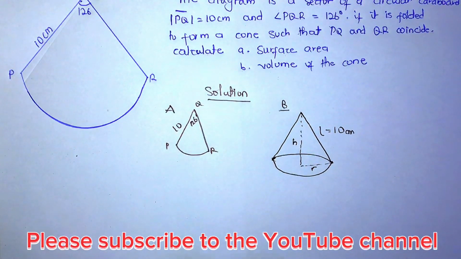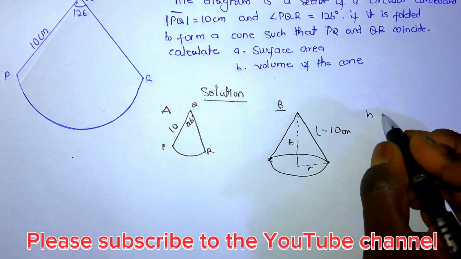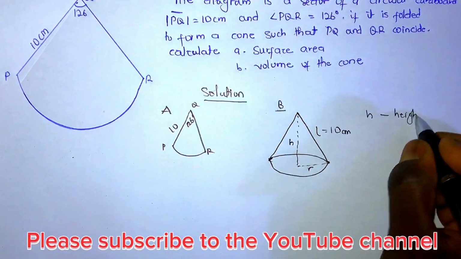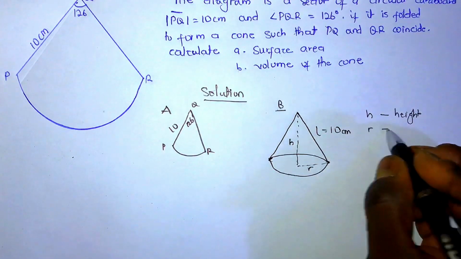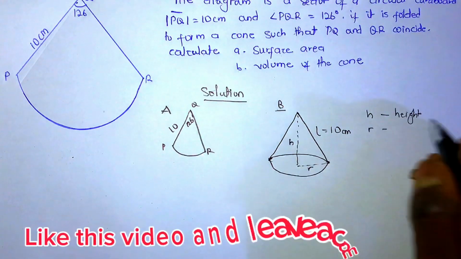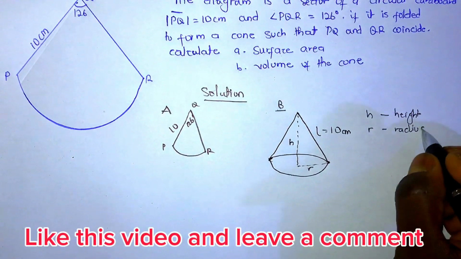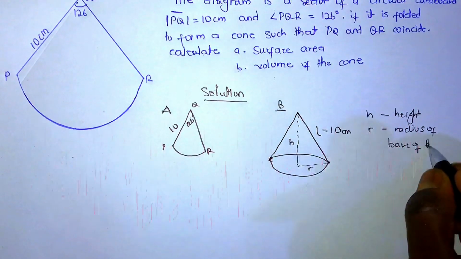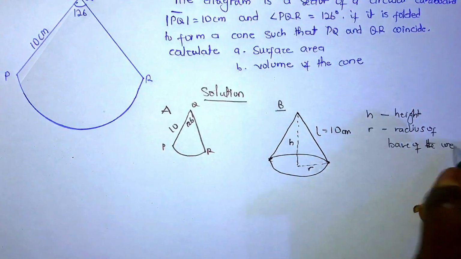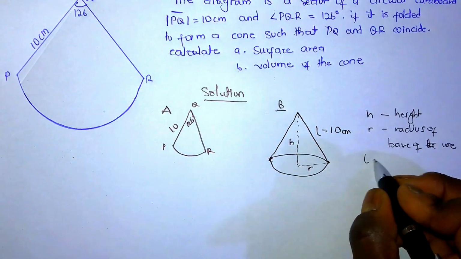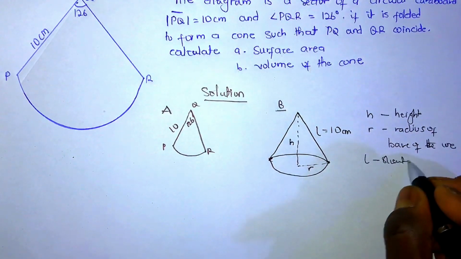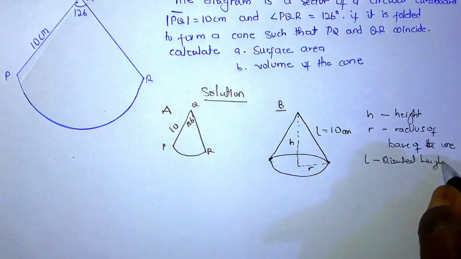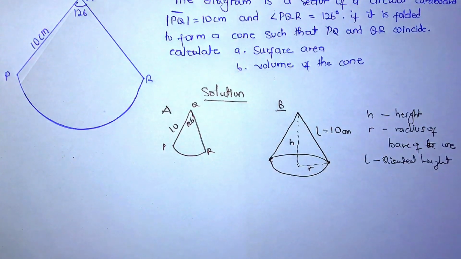H here is height. R is the radius of the base of the cone. Good. L is the slanted height. So we have to find the H and the R.